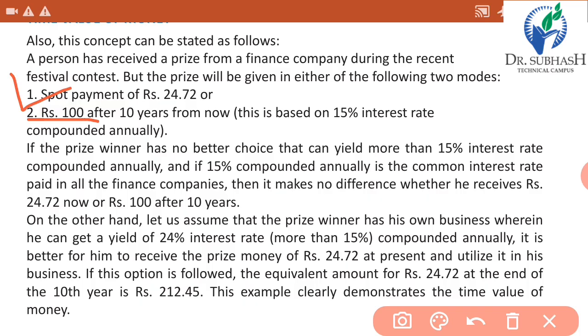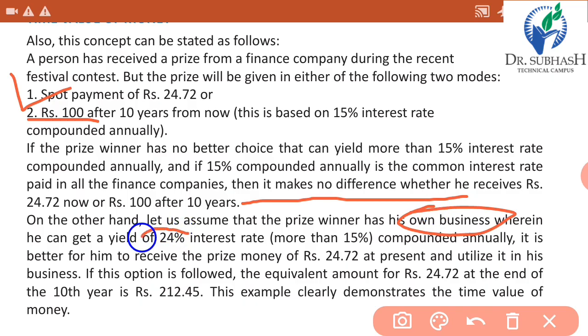If the prize winner has no better choice that can yield more than 15% interest compounded annually, and if 15% compounded annually is the common interest rate paid by all finance companies, then it makes no difference whether he receives 24.72 rupees or 100 rupees after 10 years. Both are equal.